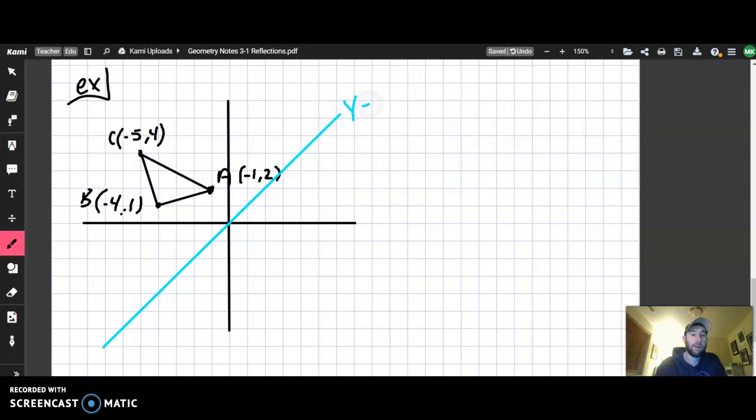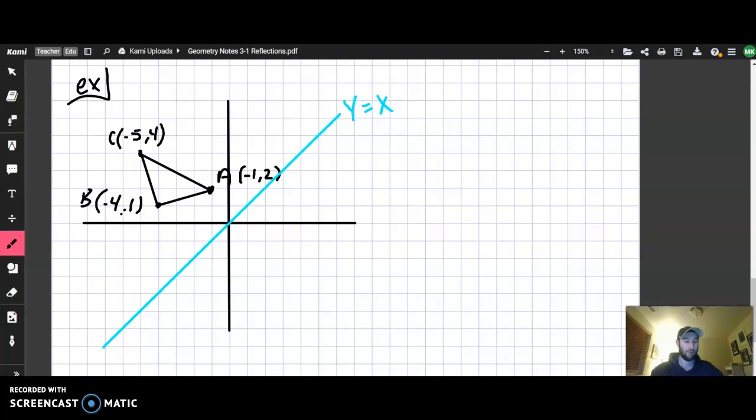Y equals X. And so what that actually means here with that diagonal line is that when we go to draw our perpendicular lines, it's also going to be at an angle because we're looking for that perpendicular to our line of reflection. And so applying that here, when we draw our perpendicular lines to track our new points, we're still making sure that the distances are the same, that we are equidistant.